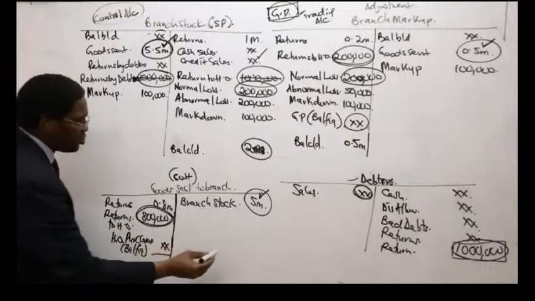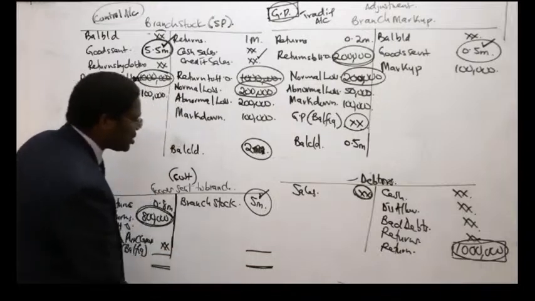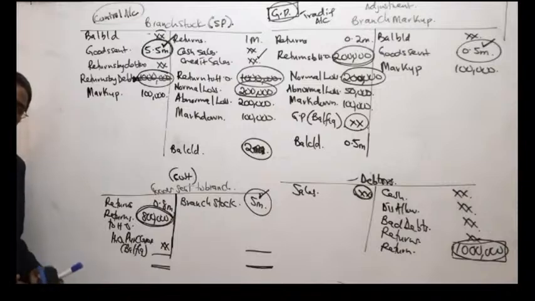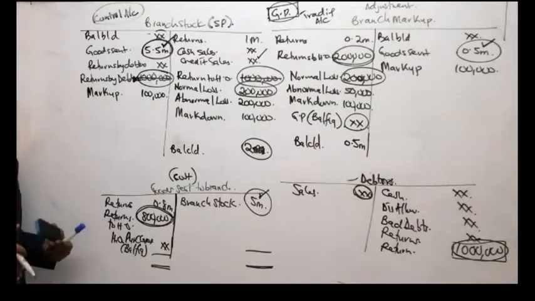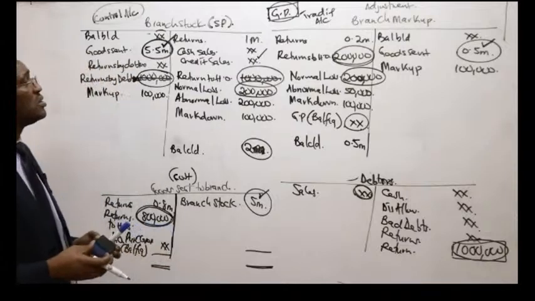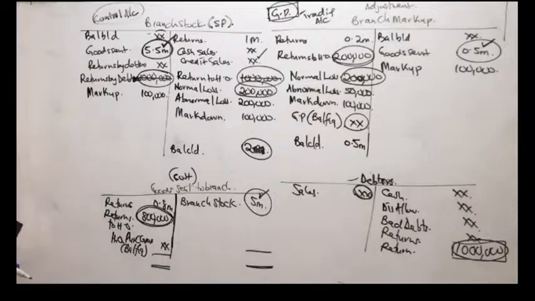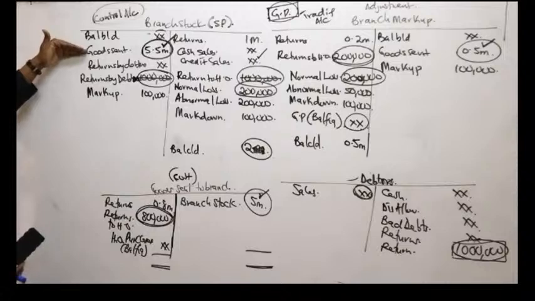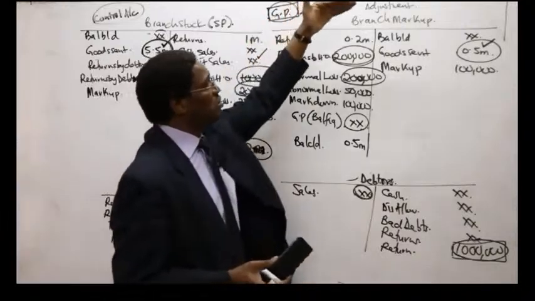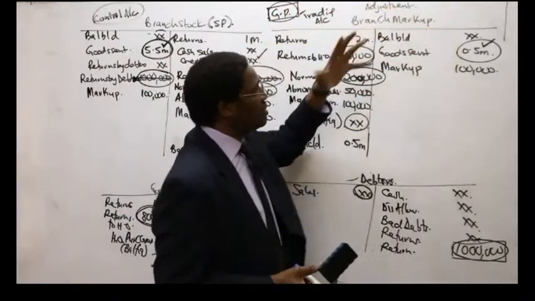So I've taken you through the accounting entries to record whatever transactions you as a head office undertook with your branch. So let's go through them again. Then we develop the topic. The first one we say, when goods are sent to the branch, you debit branch stock at selling price, and you credit goods sent to branch at cost price, and you credit branch markup with the profit loading. That was the first one.